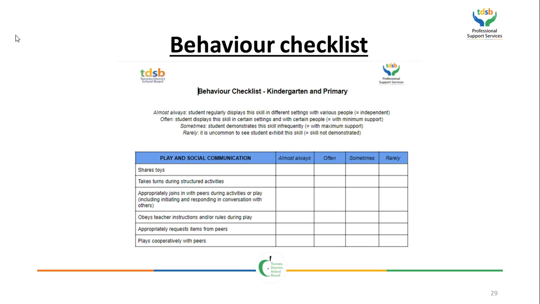To assist with the investigation piece and the collection of behavioral data, we have developed two checklists that you will have received as part of this presentation, one for kindergarten and primary students, and the other for junior and intermediate students. You may notice that this checklist is different from the TDSB behavior checklist you have used in the past, as this one helps rate common behaviors observed in schools under the domains of communication and language. These domains include play and social communication, emotional regulation, communication, and higher level thinking. Pause the video and take a minute to look at the behavior checklist that would best fit your students.